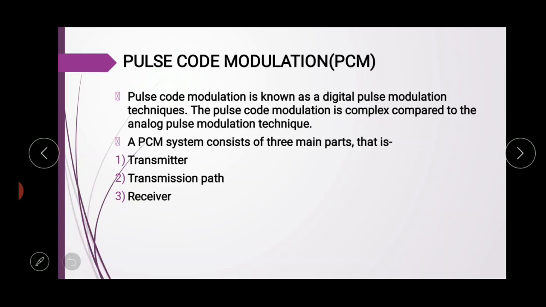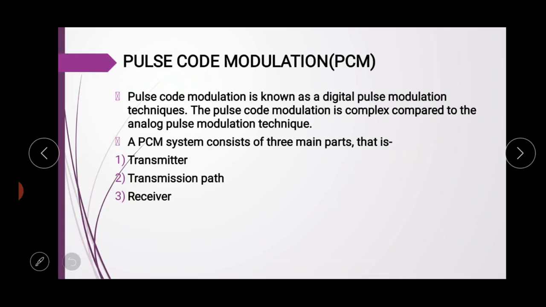The essential operations in the transmitter of a PCM system are sampling, quantizing and encoding. As we know, these three operations are needed for conversion of analog signal to digital, and PCM is a digital modulation. For that, it needs these three steps in its transmitter section.